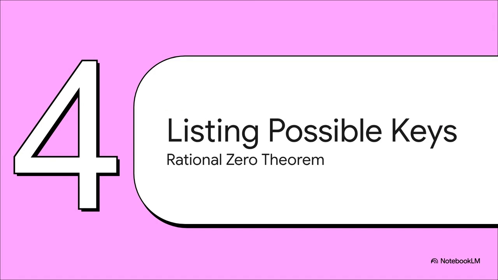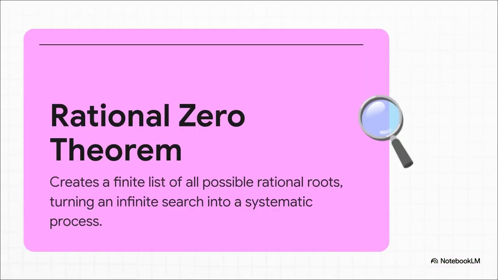All right, so this is great. We know how to test a key if we have one. But where do we get the keys to test in the first place? I mean, we can't just guess random numbers all day, right? That would take forever. Well, this next theorem gives us the blueprint. And this theorem is an absolute game changer. Instead of staring at an infinite number of possibilities, the rational zero theorem hands us a nice, short, specific list of potential keys. It takes an impossible search and turns it into a totally manageable systematic process.